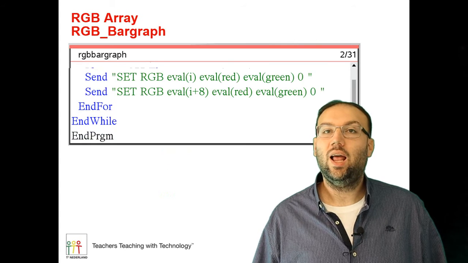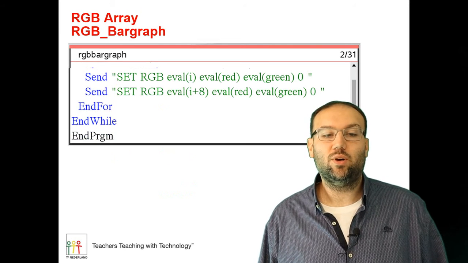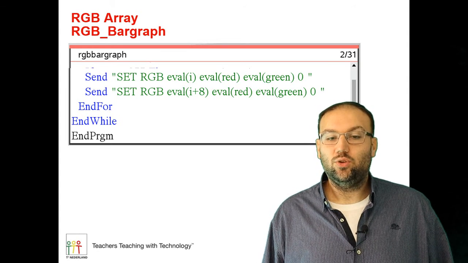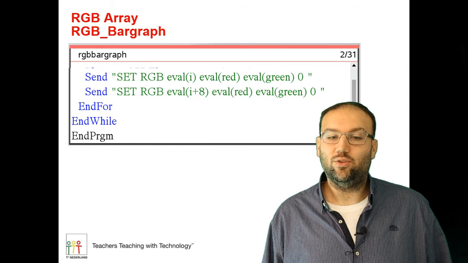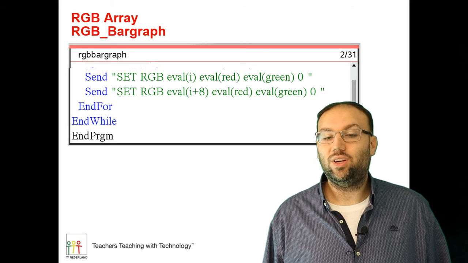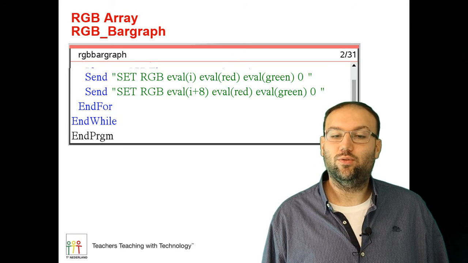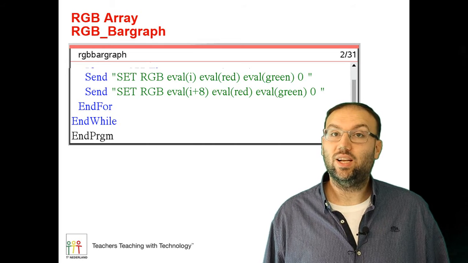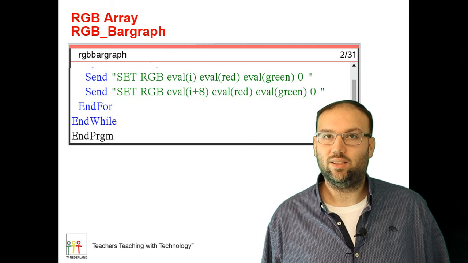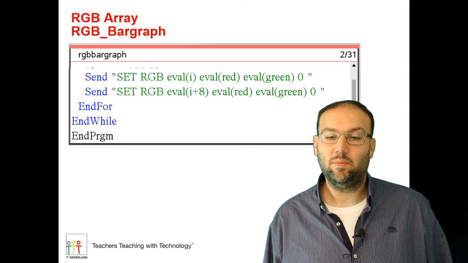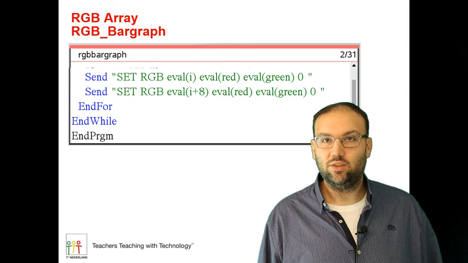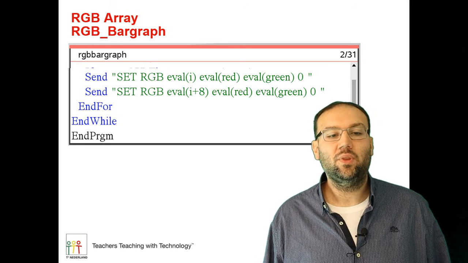Then we continue with the latest and the most important part of the program after the calculations. We send to the RGB array the eval value from I, so the LED we want to alter, the eval value of the red and the eval value of green. So for every LED we calculate red and green and then we set it on the LED that we want to turn on. And the latest value is 0 because it's an RGB LED, so the blue needs to be off.